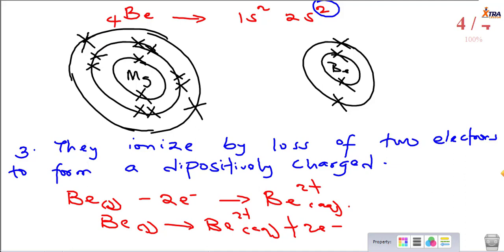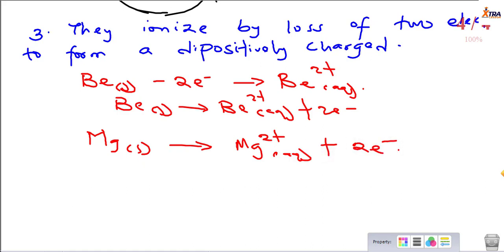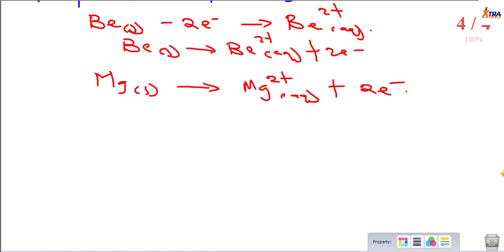So if I ask you to give me the ionic equation for magnesium, what would you say? Also being a group 2 element, it will form a dipositively charged ion upon loss of its 2 valence electrons. And that's it. This holds for all group 2 elements, all of them. All right, what other characteristics of group 2 do we have? What about their reducing ability? What can we say about their reducing ability?